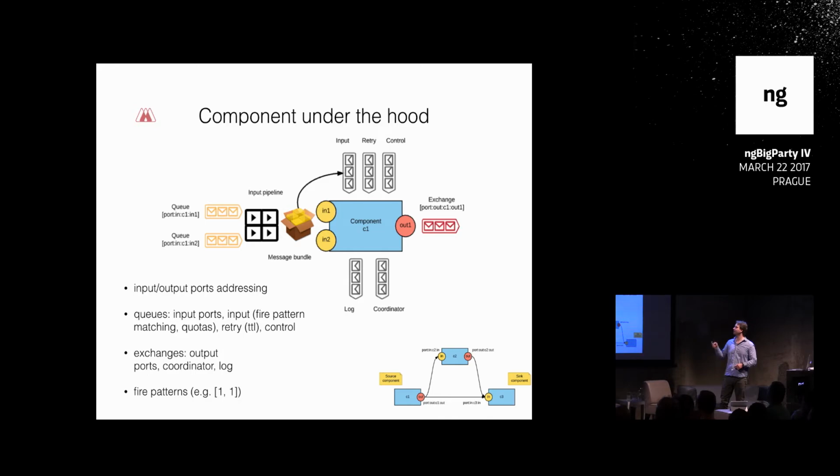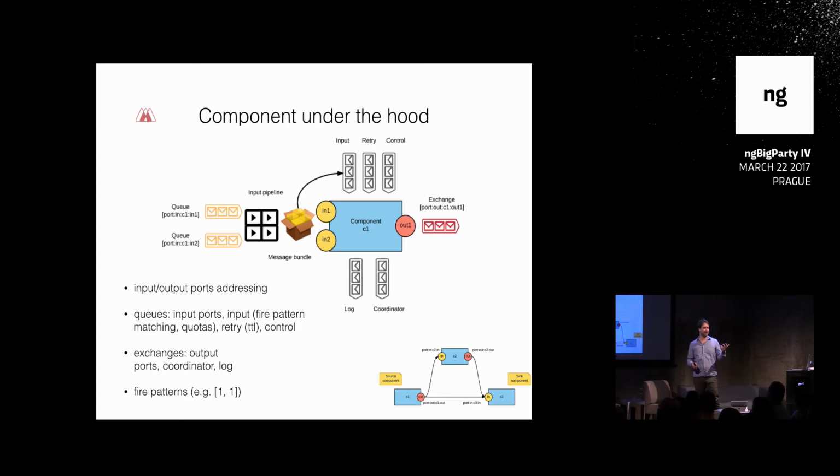Right. And now I'd like to describe how a component looks like under the hood. As you can imagine, messaging is a very important part of the whole system. And that's exactly where RabbitMQ excels in. So we use RabbitMQ heavily for connecting everything together for communication. And in our case, RabbitMQ has a notion of queues and exchanges.